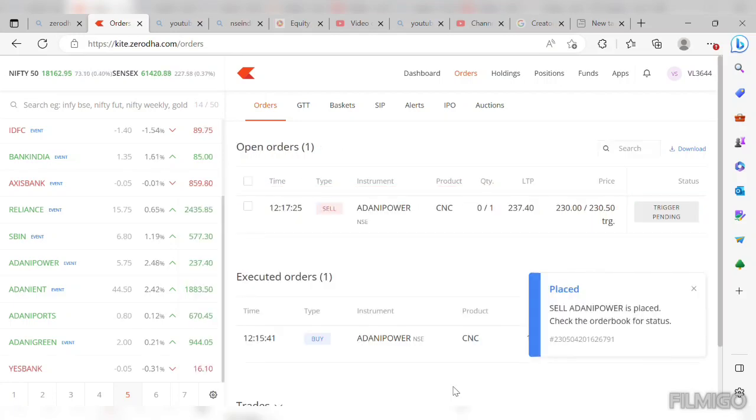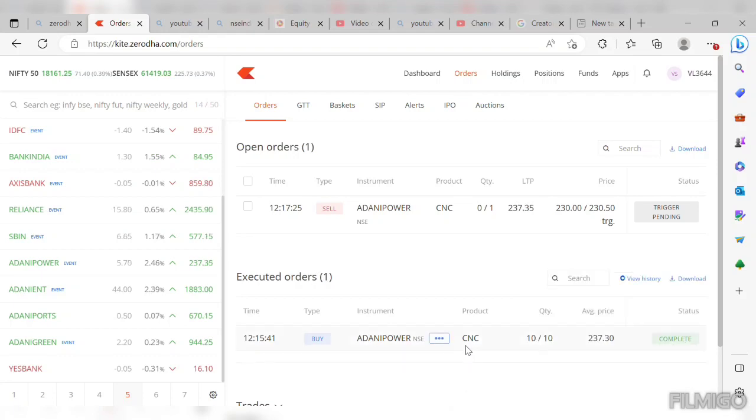Sell Adani Power is placed. So here I have fixed the losses. Even if my decision goes wrong, still my losses will be minimum. And I can stay in the position, in the trend, as long as I am getting good profit.